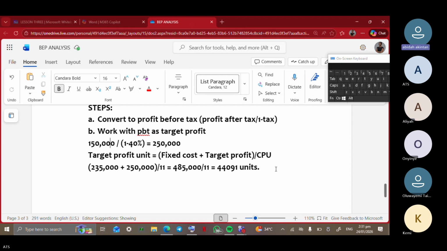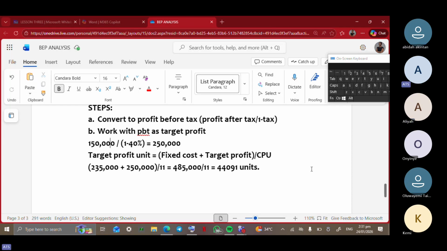Yes, ma. I have a question. Please go ahead. Ma, is it that whenever we see this kind of question, we have to look for our profit before tax? If we have gotten our profit before tax, we will now use it as our target profit for the next step? Exactly. Yes. Okay, ma. Thank you, ma.